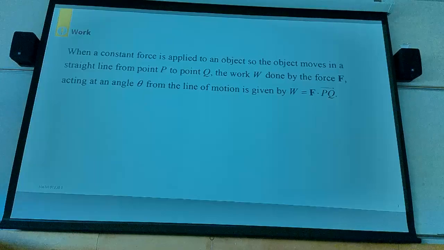I'm sorry, no, it's not. That's if the position is a directed line segment and the force is constant. If you have varied forces, you're going to have to do an integral again, the integral of F dot. All right, so this is if your force is constant and it's a directed line segment.